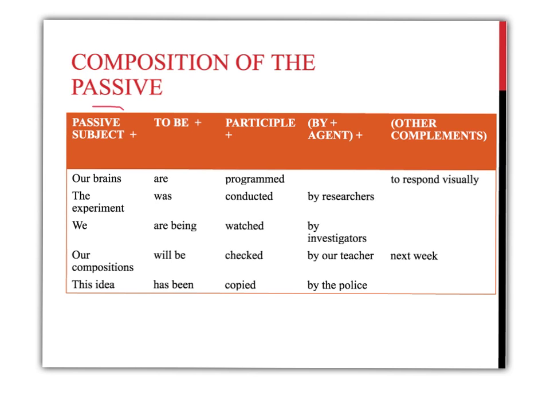First of all, you need the passive subject. Then you need the verb to be. Then you need the participle. In case you use an agent, it has to be preceded by the preposition by. And finally, you will have other complements if those were necessary.